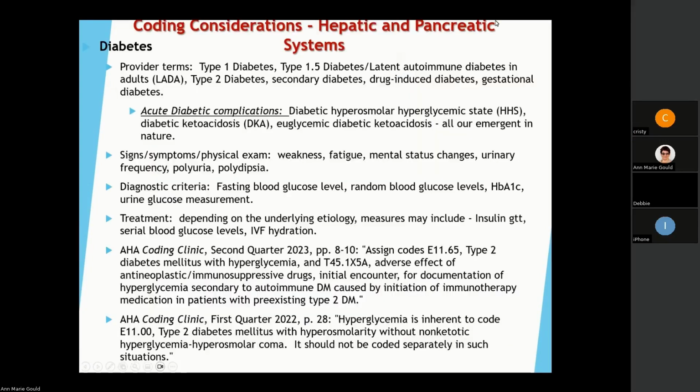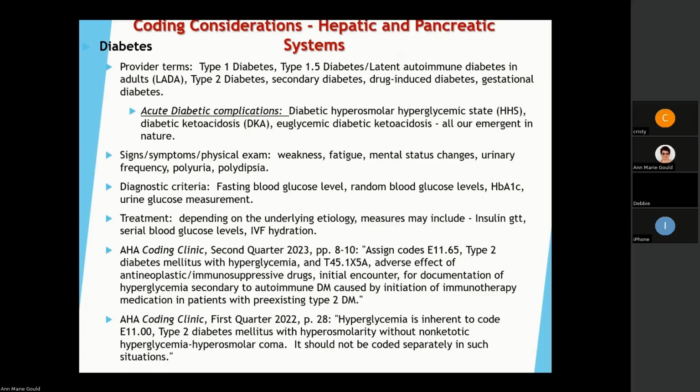Okay. All right. Diabetes. This is really another big one that you're going to see a lot of patients with, unfortunately. So the provider terms, you may see type 1 diabetes or type 1.5 diabetes, but they also may document LADA, and this is your type 1.5 diabetes. It's latent autoimmune diabetes in adults. Of course, your type 2 diabetes, secondary diabetes, drug-induced diabetes, or gestational diabetes. Gestational, of course, for your pregnant women.